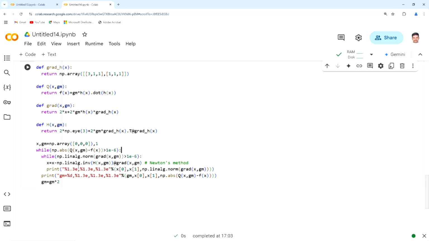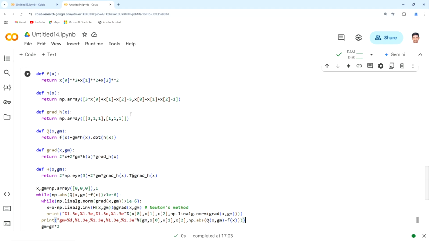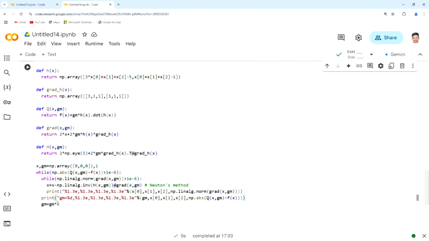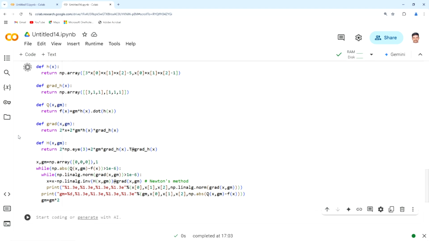So, this condition is all the same, and here I need one more, since this is a 3 dimensional problem, and here again I need one more, since this is a 3 dimensional problem. So, this is basically the code, and let us check if you get the answer 2, minus half and minus half.